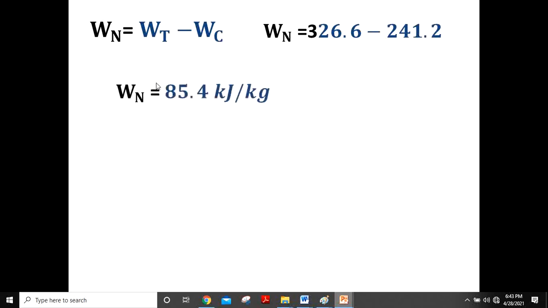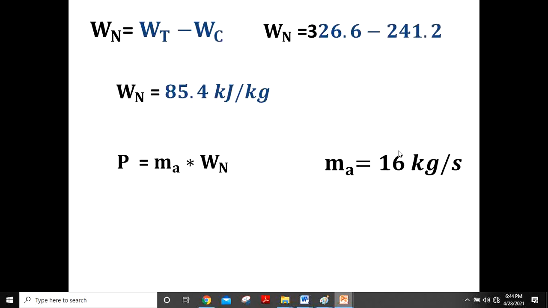Next, I will go to the net work. This is the net work: turbine work minus compressor work. Maximum, you want to find the power in terms of kilowatts. See how the calculation goes. Power is equal to mass flow rate into W net.